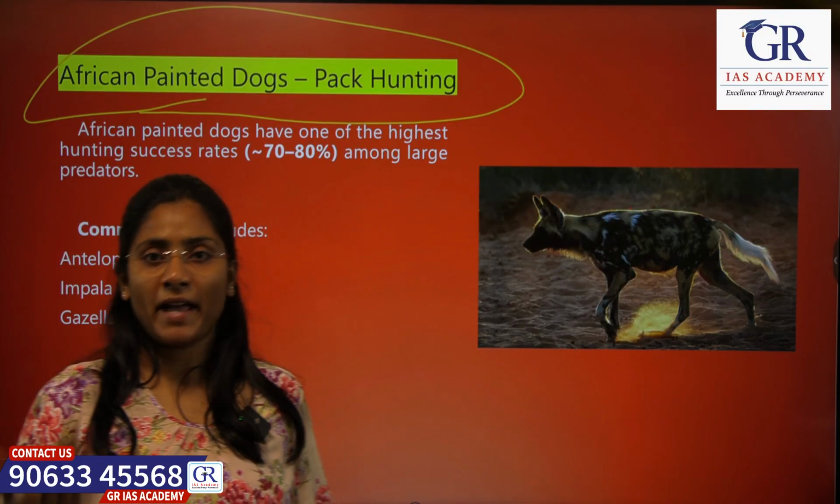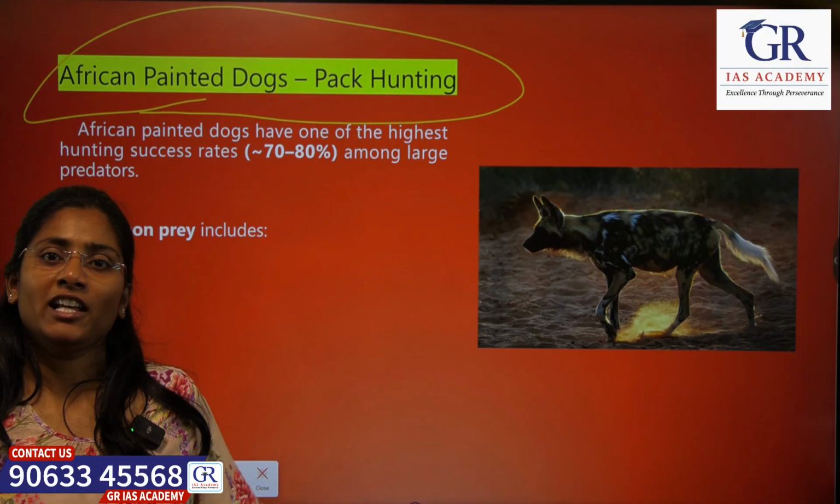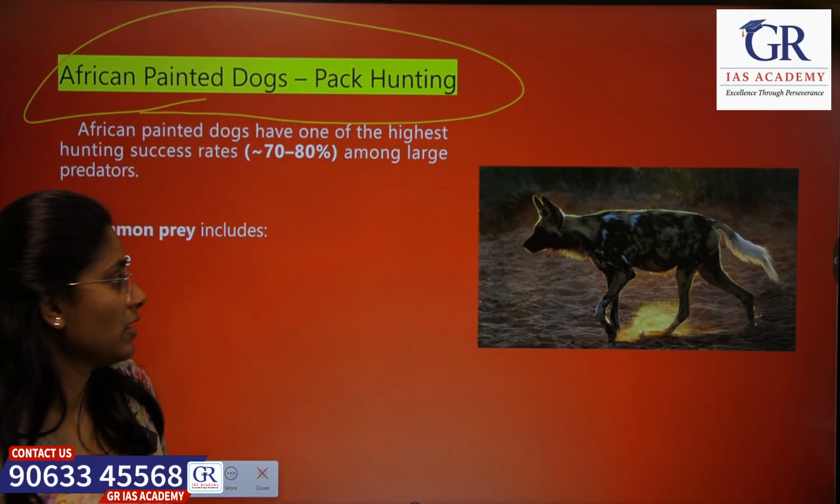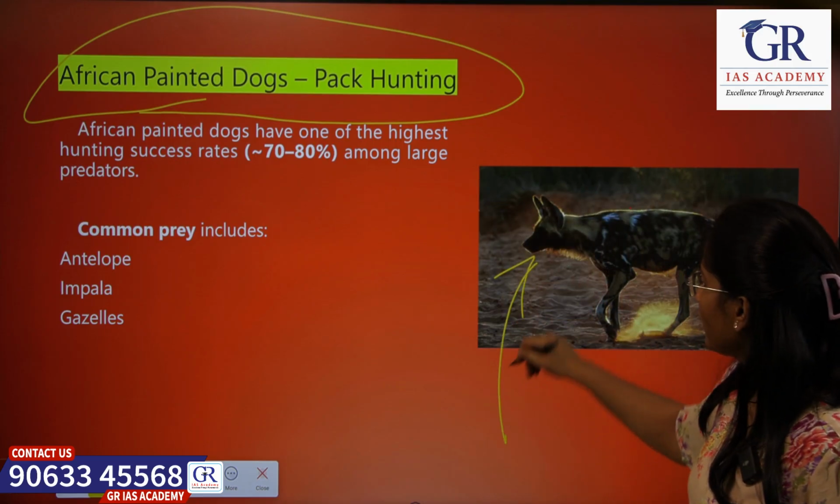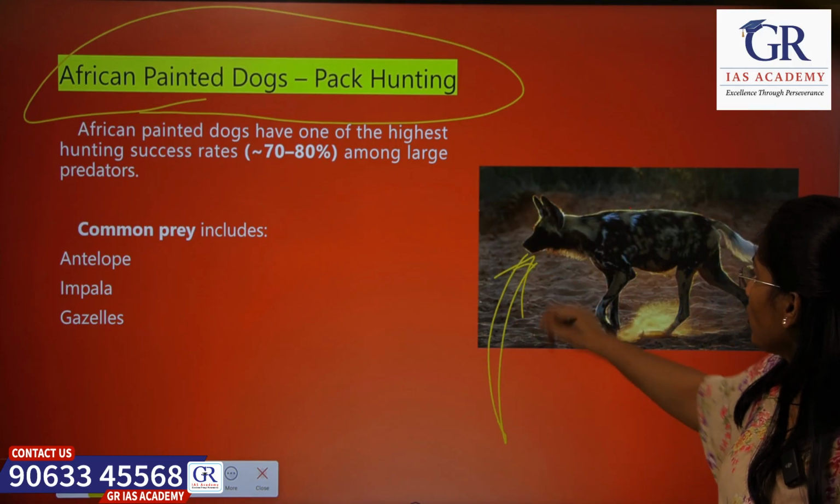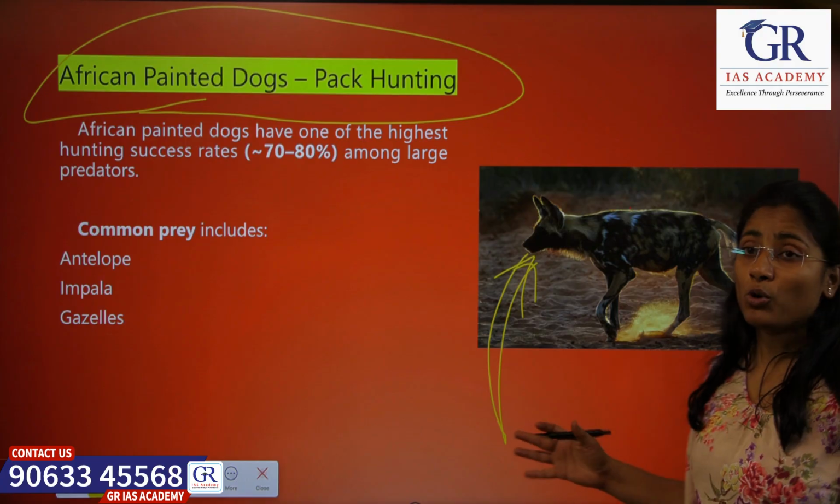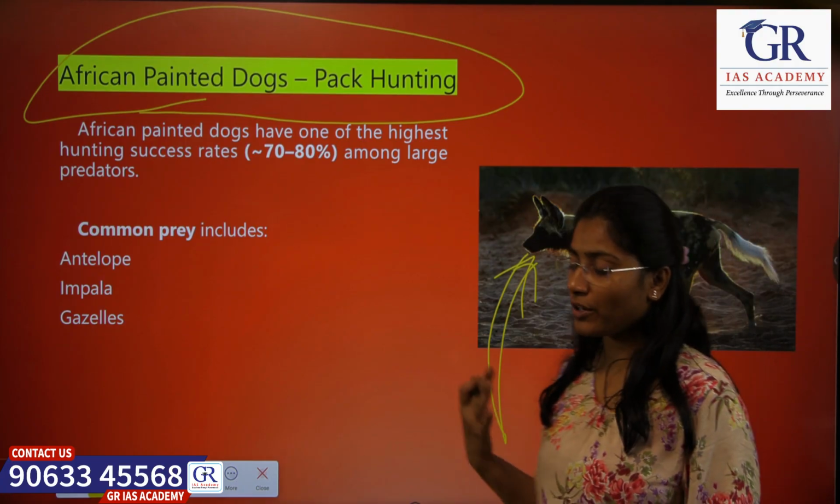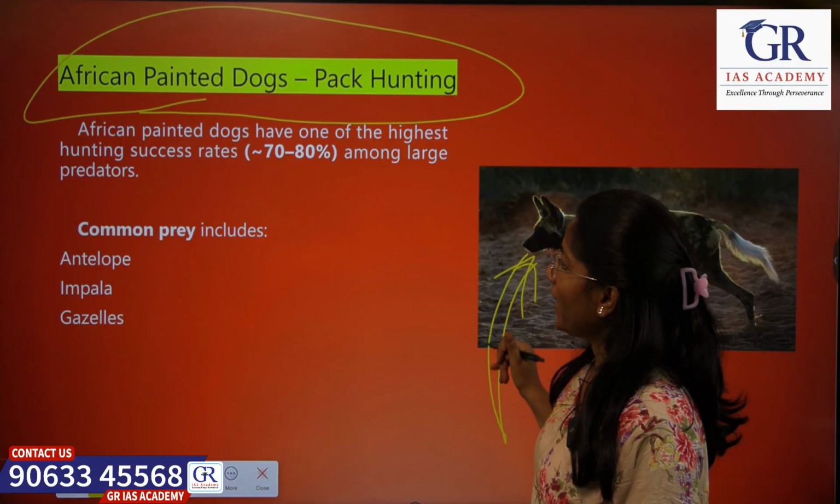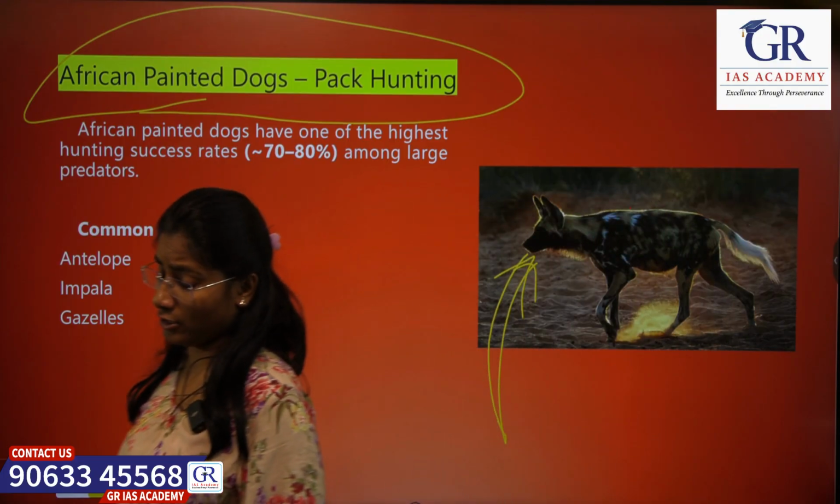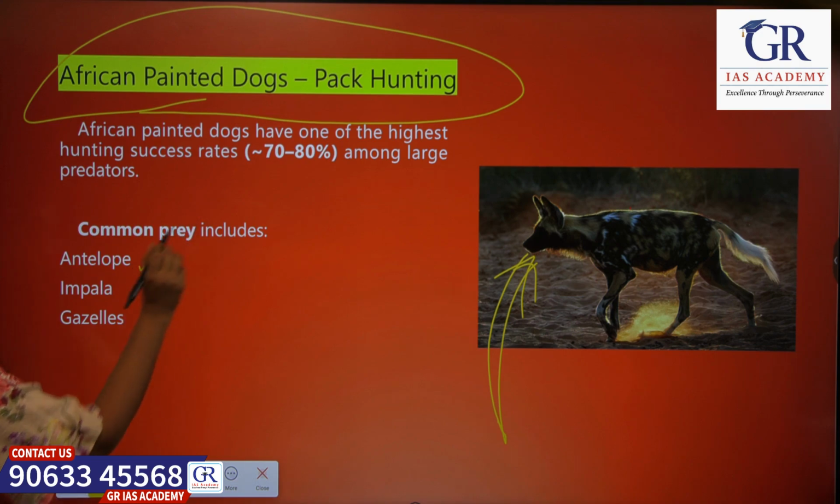They usually form packs and collectively they go for hunting. So this is how our African painted dog looks like, and most of the hunts they do, 70 to 80% of their hunts are successful. Okay? And what do they hunt? They hunt antelope, impala, gazelles. Okay?